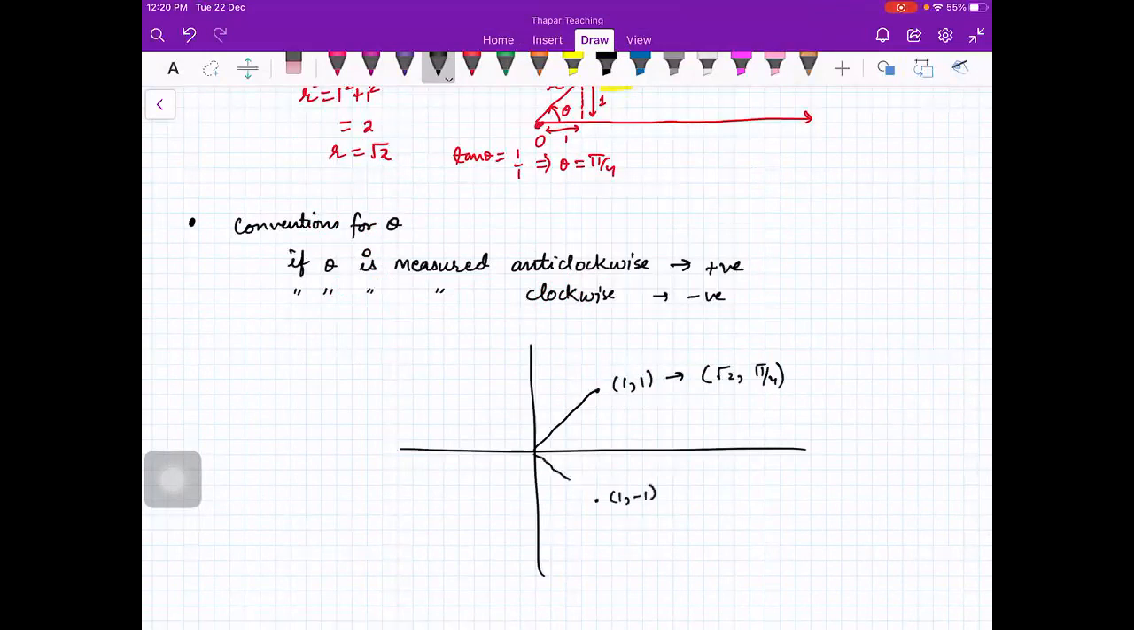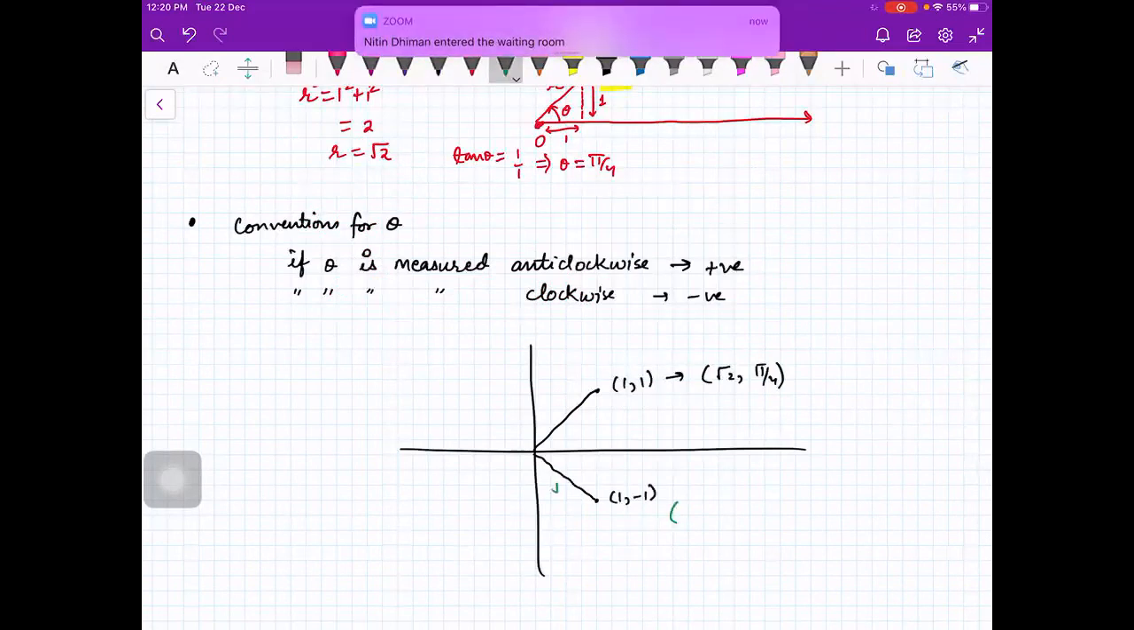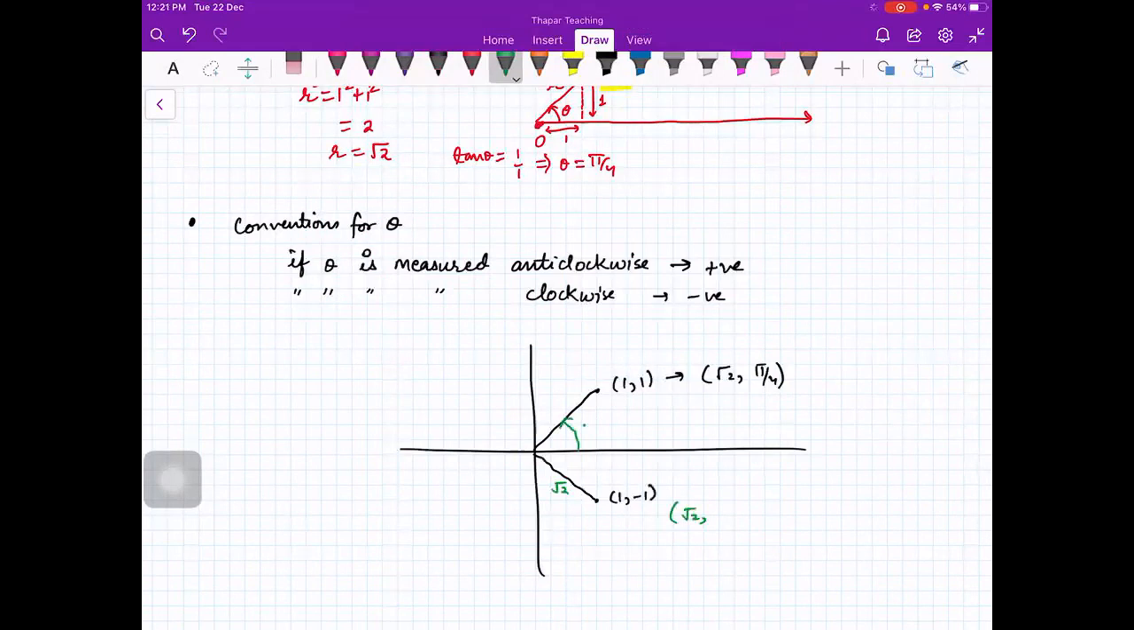So can you tell me the name of this point? This distance is root 2, so the point can be named (root 2, minus pi by 4). Here we have measured the angle like this; we are measuring the angle clockwise. That is why minus pi by 4. Is that okay? Yes, ma'am.